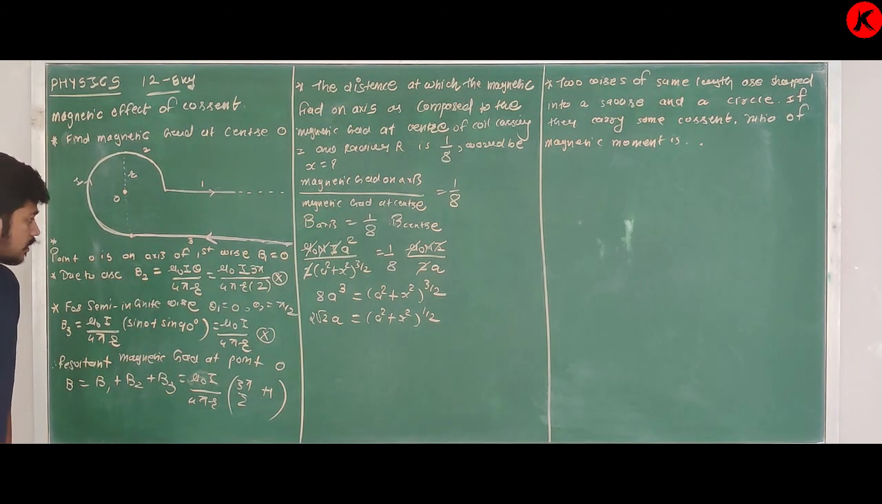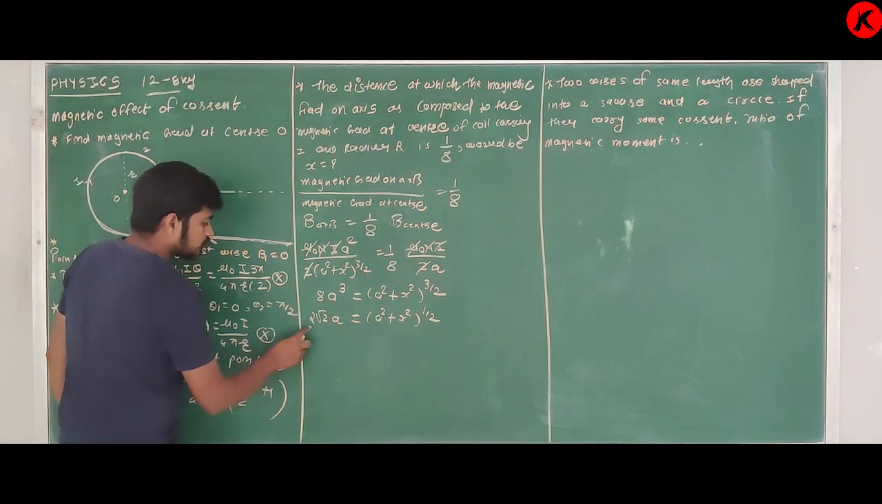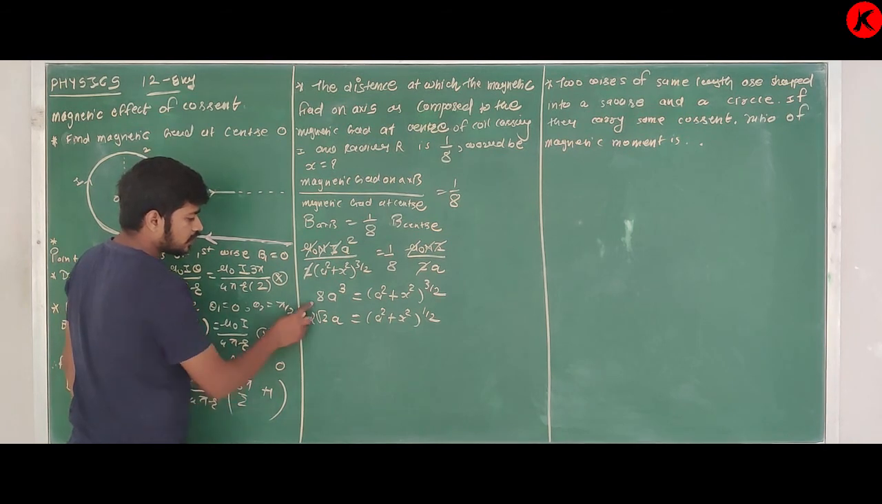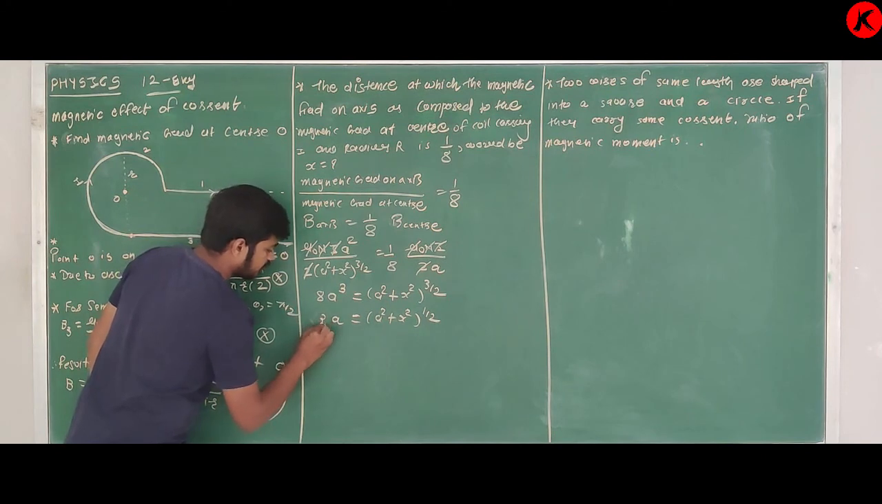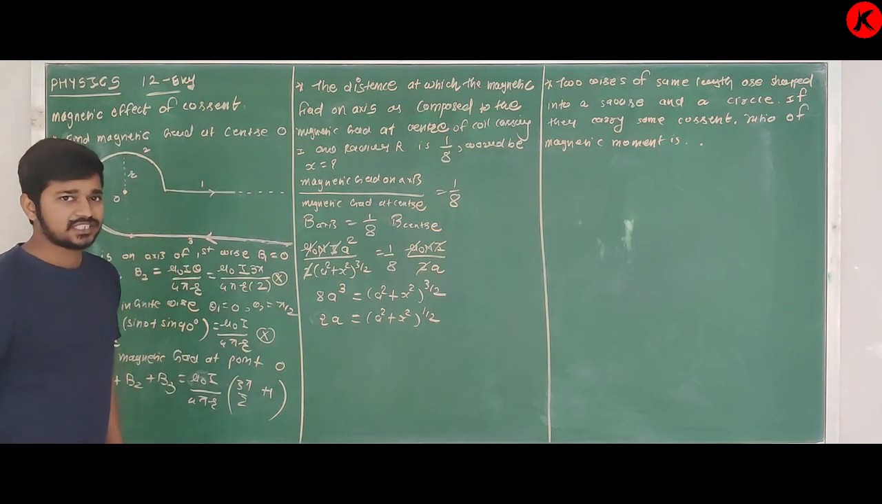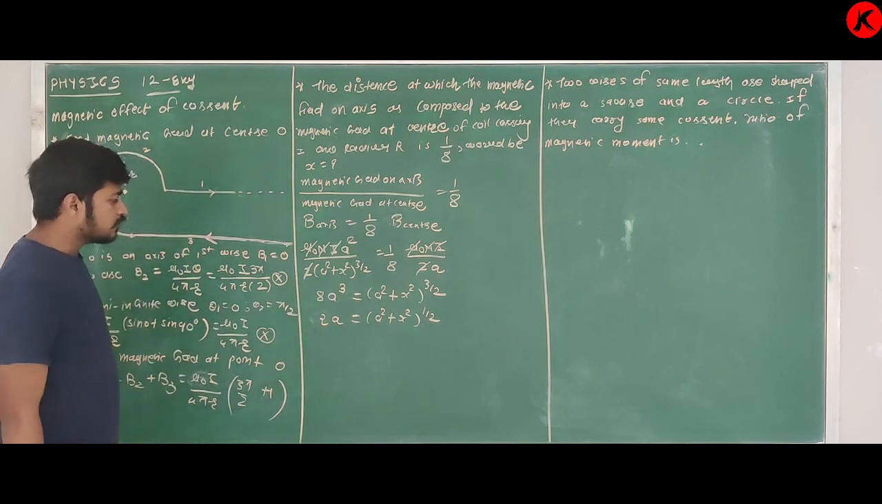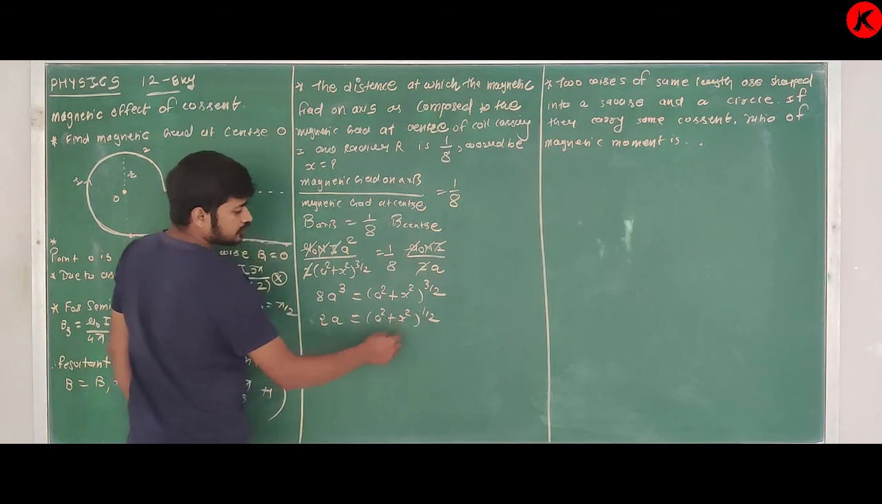Now take square on one side. So it is 2 root 2. Sorry, what is square root of 8? 2 into 2 into 4. So it will be 2 only. Sorry, it is minus 10. So 2 into 2 is 4 and 4 into 2 is 8. So what is cube root of 8? It is 2. So it is 2a is equal to a square plus x square raised to this one.